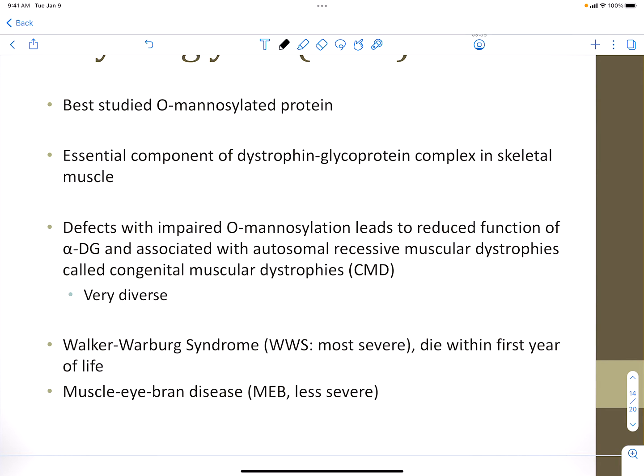This is going to be part of your dystrophin glycoprotein complex in your muscles. And if you have defects with O-mannosylation, it can lead to reduced function of alpha-dystroglycan. And so this is going to be related to several autosomal recessive muscular dystrophies. And these are congenital muscular dystrophies, which can have diverse phenotypes. We have the Walker-Warburg syndrome, which the individual will die within the first year. And then there's the muscle-eye-brain disease. And this is going to be less severe.